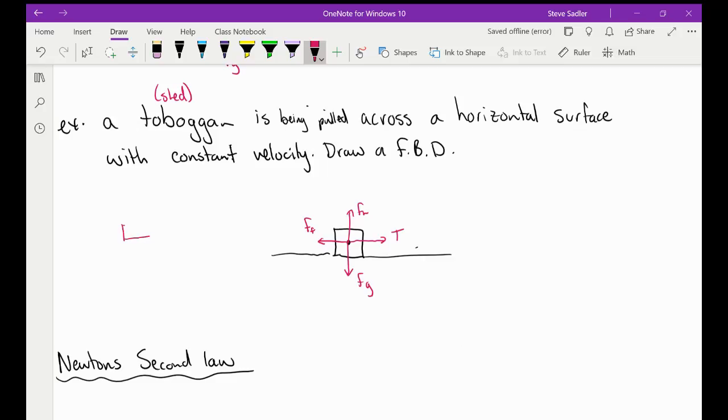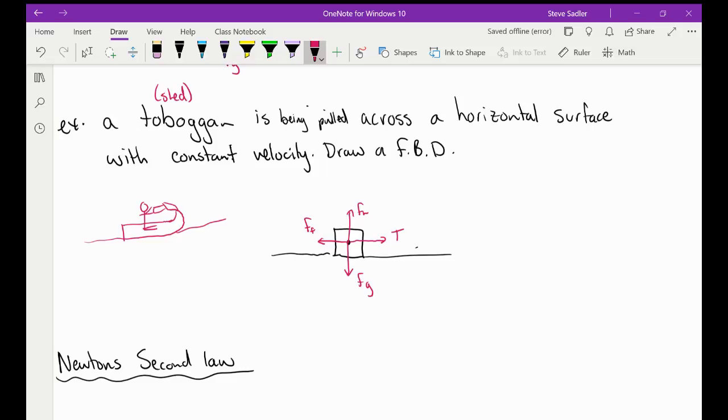Kind of looks like, let's see if I can draw it. Something like that. And then you sit. Yay. And then you go sledding or tobogganing. I don't know why they're tobogganing uphill. That's weird. Cool. So that would be a typical free body diagram.